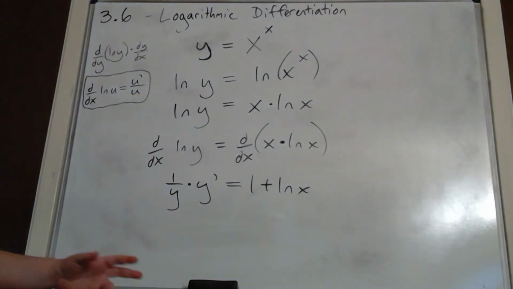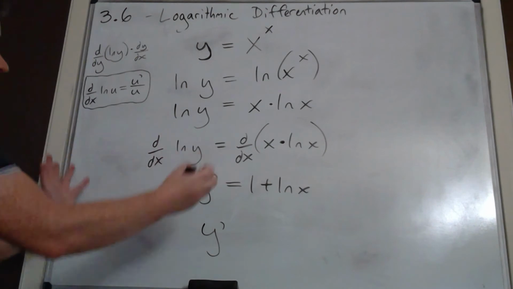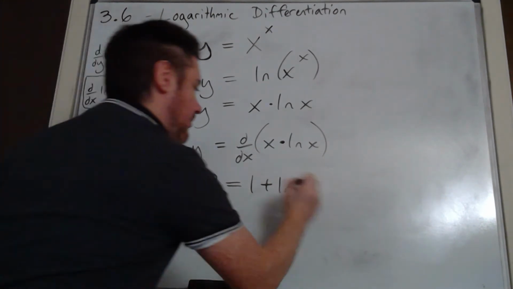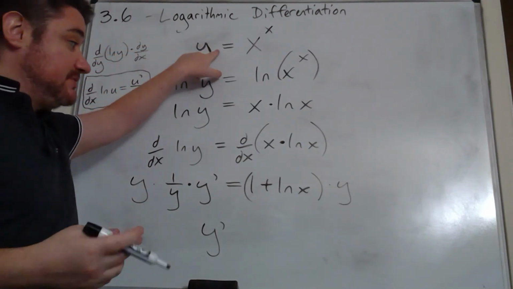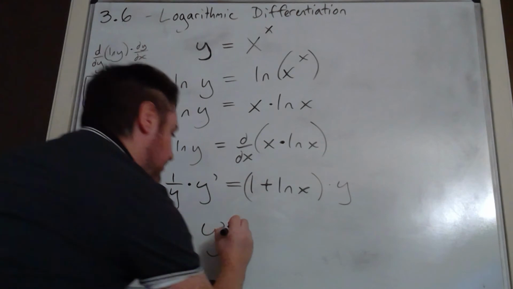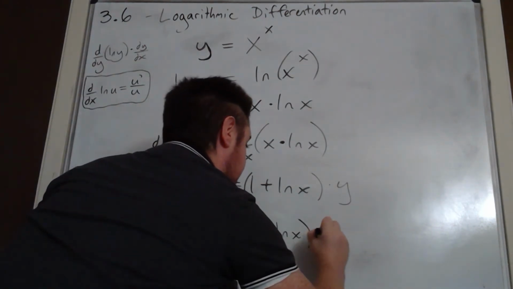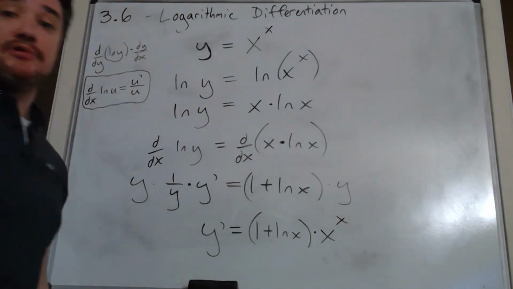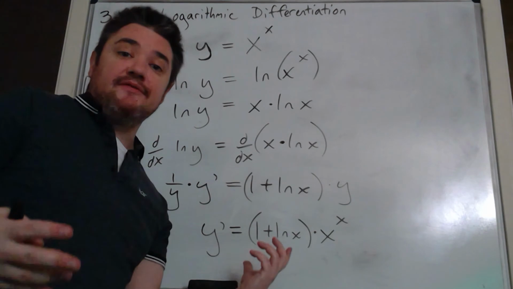And just like we did in the previous video, we want to solve for y prime. So how do we do that? We multiply both sides by y. So multiply this side by y, multiply that side by y. What is y? We'll substitute back. y was x to the x. So what are we going to end up with? y prime is 1 plus natural log of x, times x raised to the x, that original thing. There we go. Kind of cool.